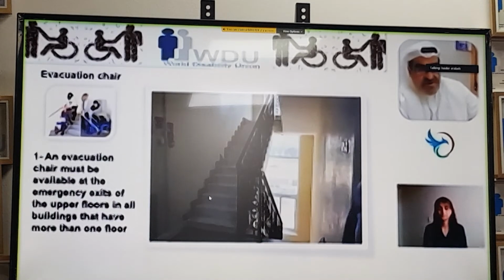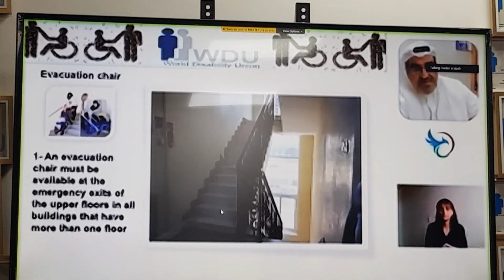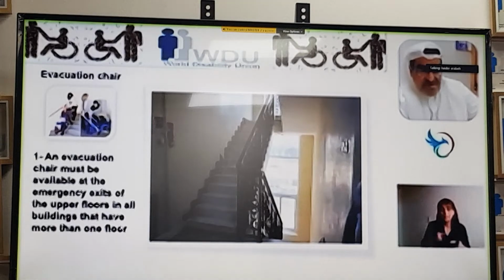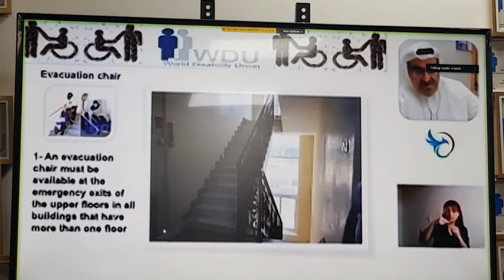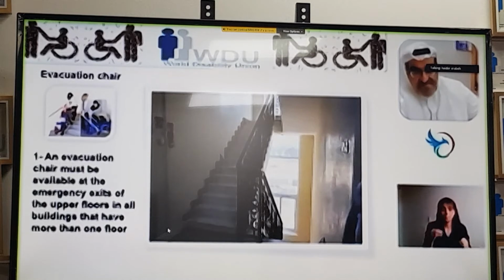Okay, for the floors, for example, if there are floors in the building, 1, 2, 3 floors, then it is very important to have an evacuation chair. An evacuation chair is very important so that they can evacuate any disabled person immediately in case of fire. If we start the video, please.